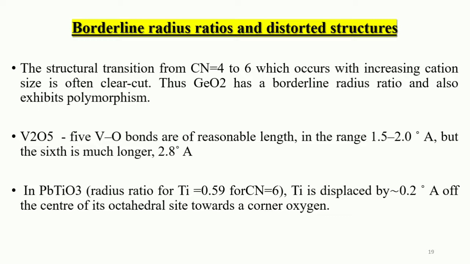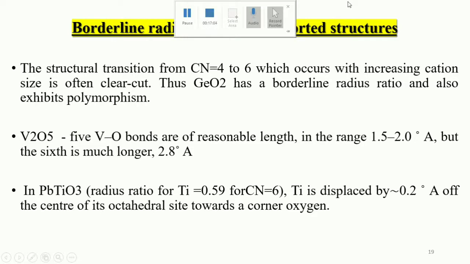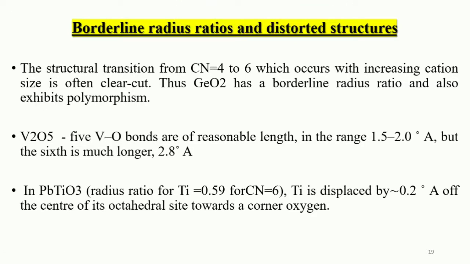octahedral. 5 vanadium oxygen bonds are of reasonable length in the range of 1.5 to 2 angstrom, but the 6th is much longer, which is 2.8 angstrom, and in coordination is better regarded as distorted square pyramidal geometry. It appears as vanadium V positive plus is rather small to occupy an octahedral site comfortably, and instead a structure occurs with the transitional between tetrahedral and octahedral geometry. Similar distortions occur between coordination number 6 and 8.